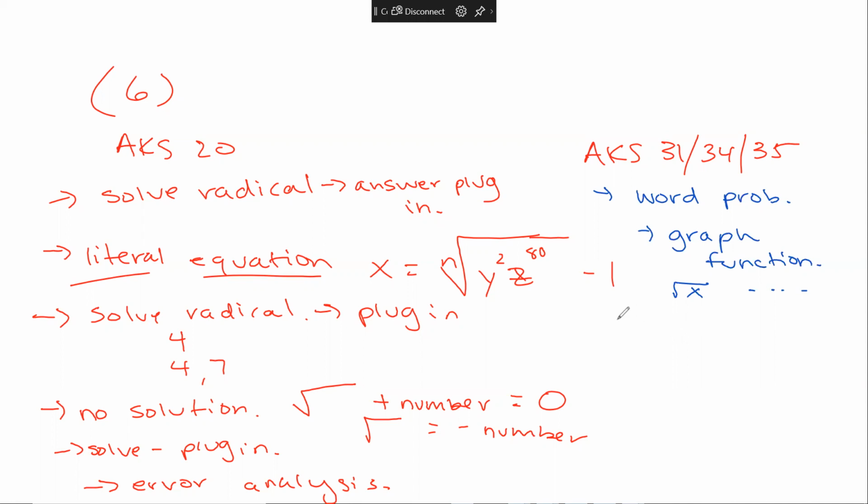The next one asks about domain and context. Remember, we can't have negative numbers in that domain in context. There's no negative numbers.